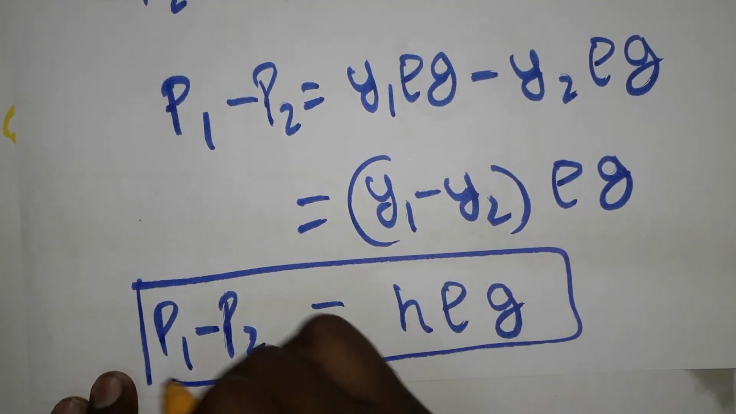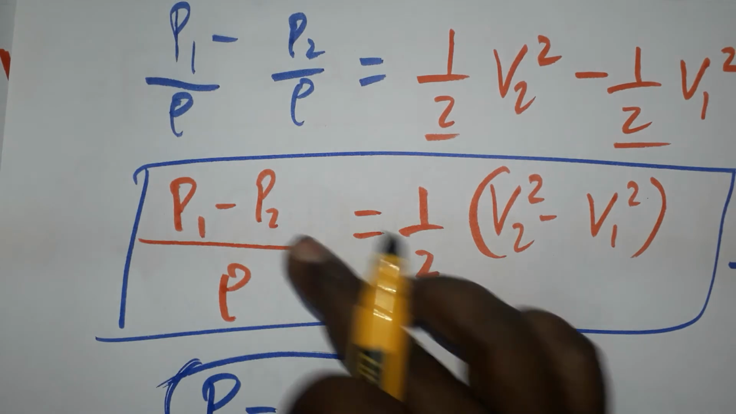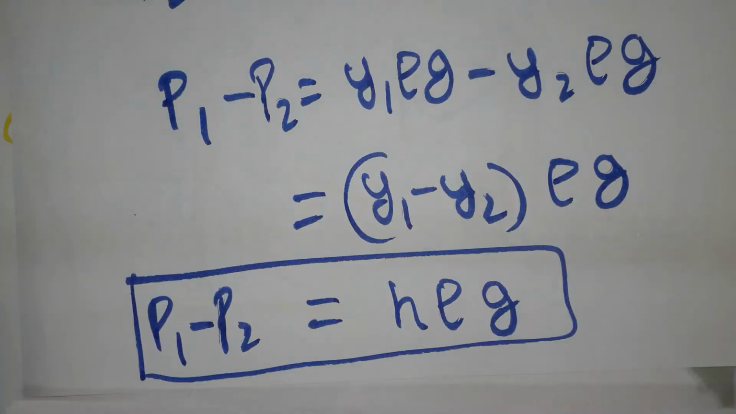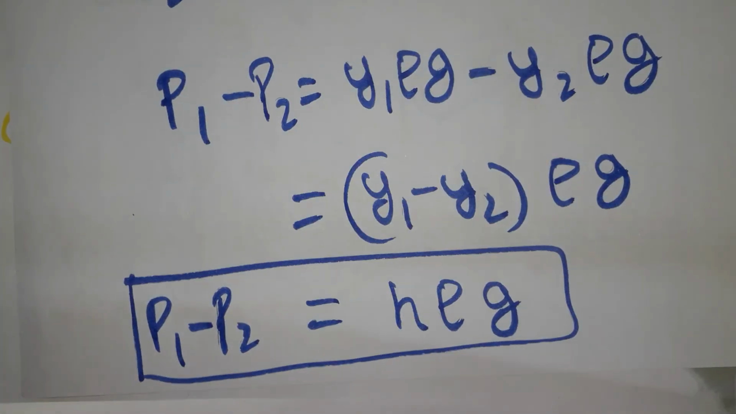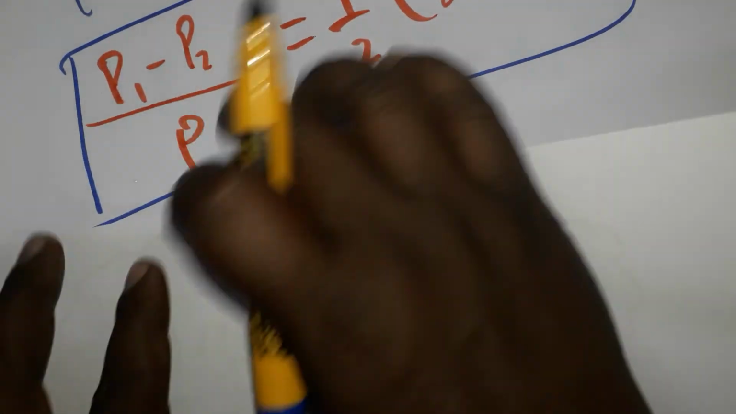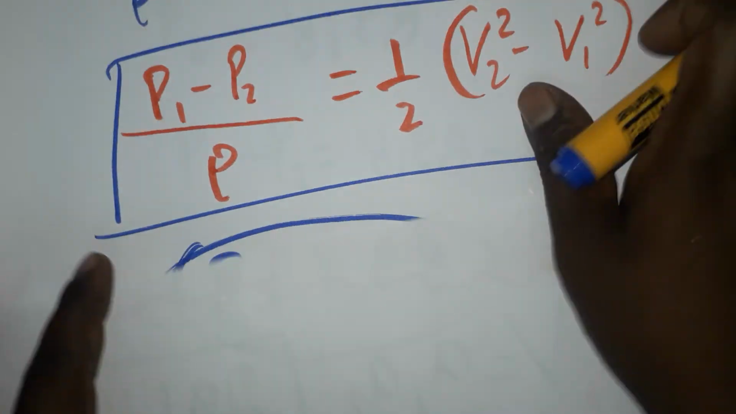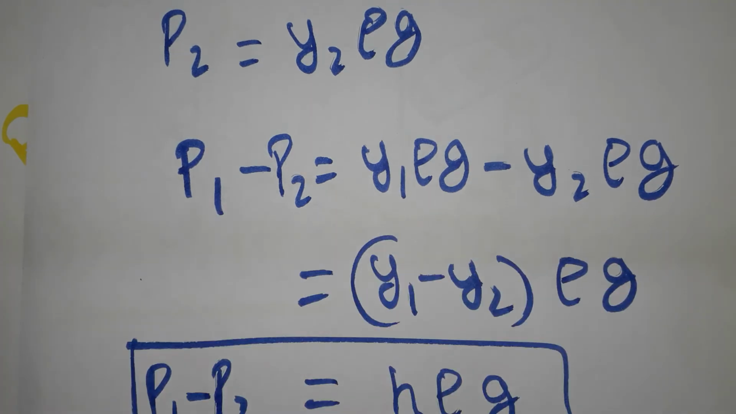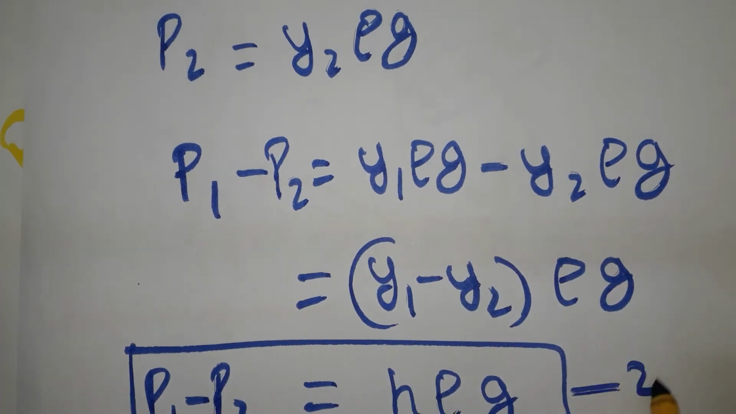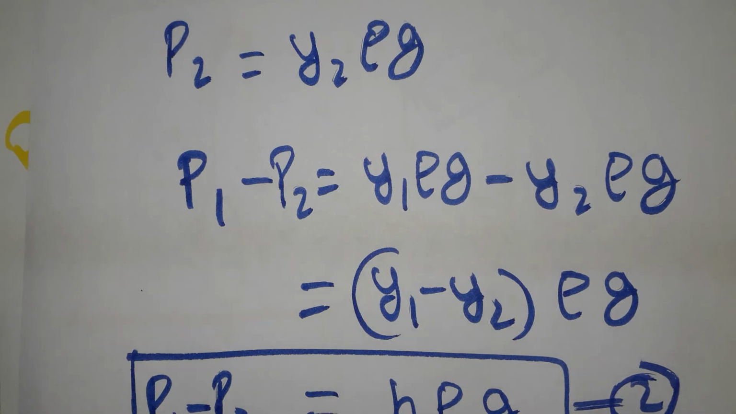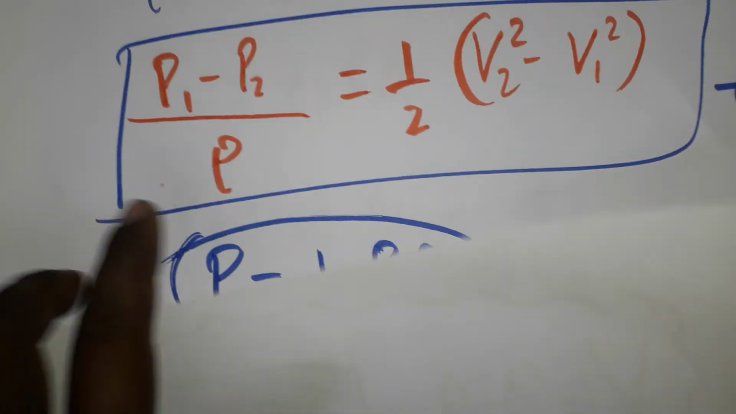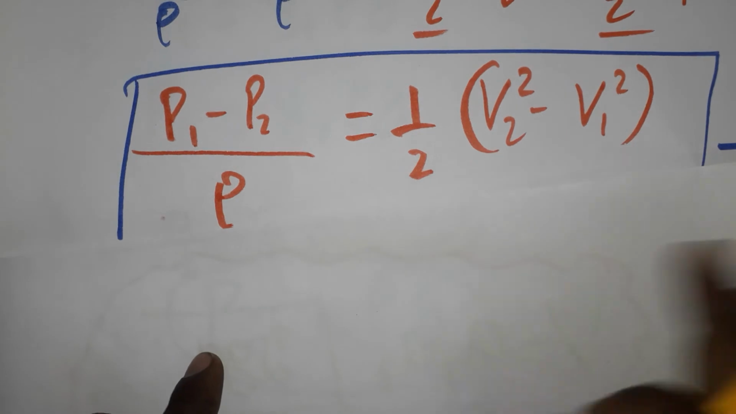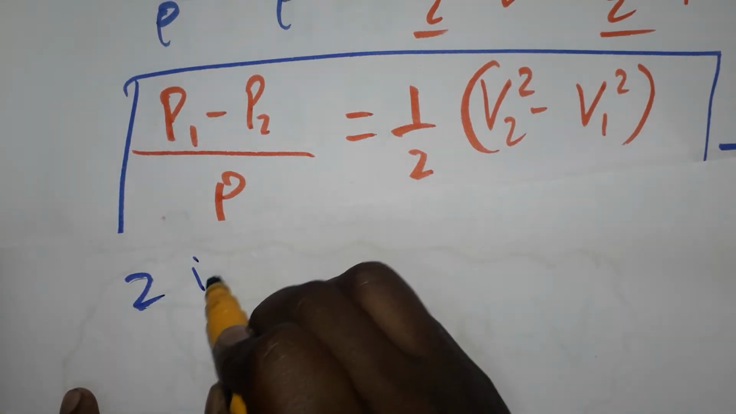Now we got the pressure difference. So P1 minus P2 is h rho g. The same equation I am going to use here to find the final solution. I am taking this as equation 2. So substitute equation 2 in equation 1. I already said which one is equation 1, this one is equation 1. So substitute 2 in equation 1.